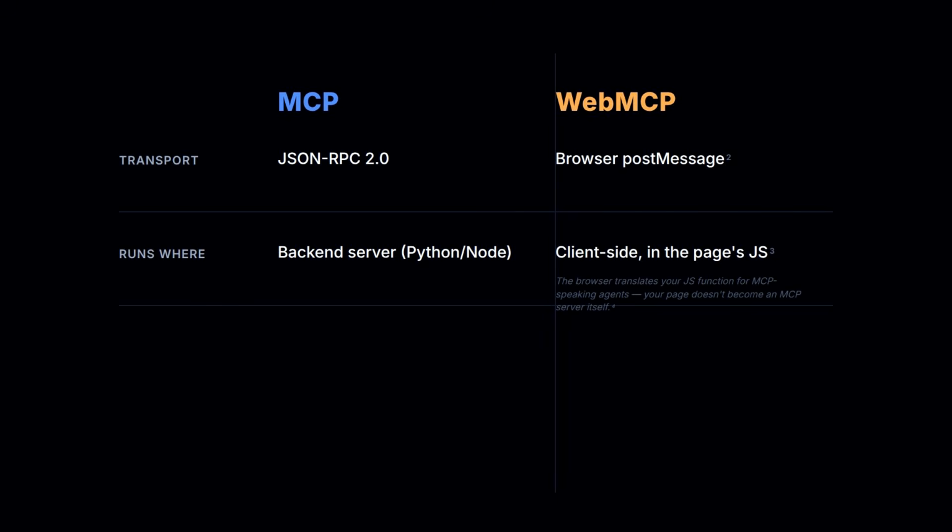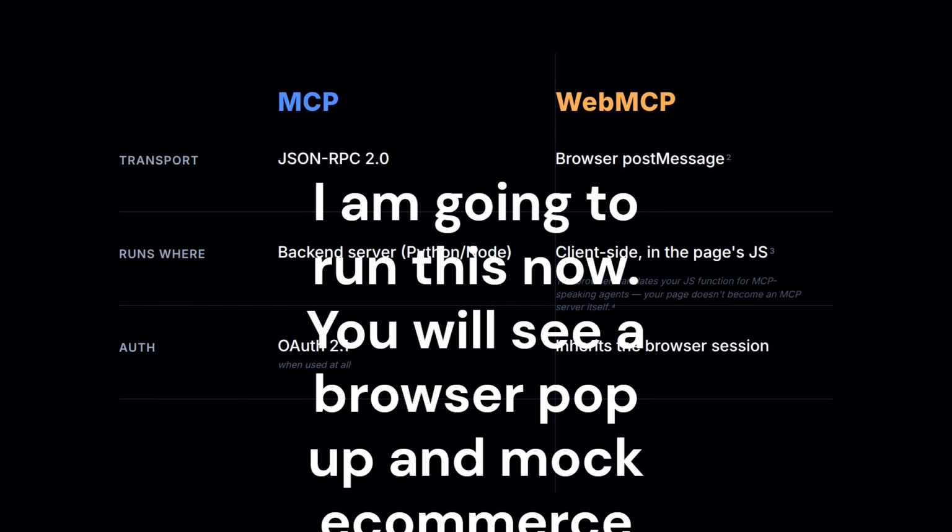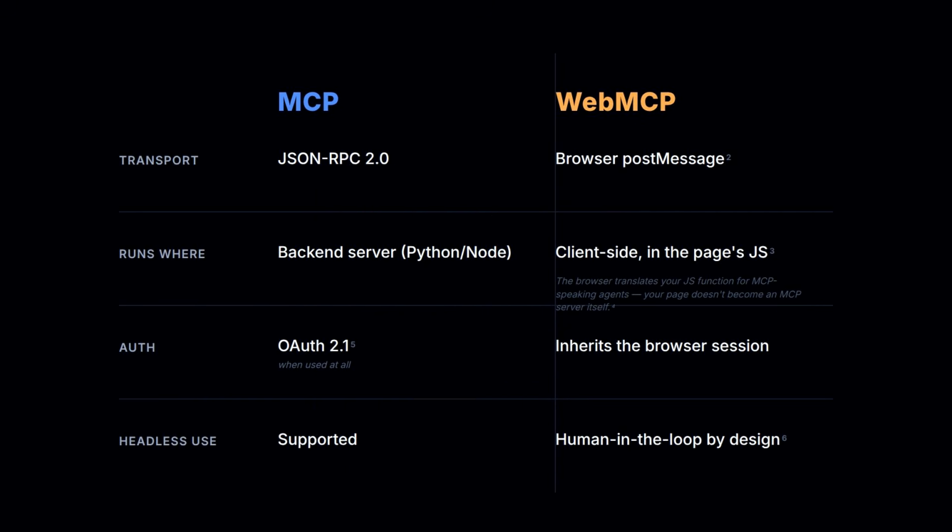MCP, when it uses authorization at all, does that over HTTP with OAuth 2.1. WebMCP just inherits whatever session the user's already logged into on that site. And MCP was designed to run headless too. Servers, automations, no human watching. WebMCP is different. Chrome's own docs are upfront that while it might technically run headless, it's primarily designed for local browser workflows with a human in the loop. That's not a small distinction.